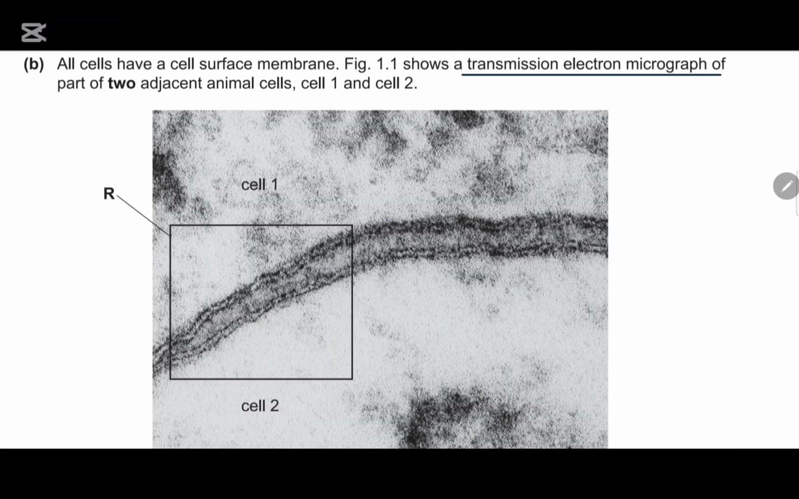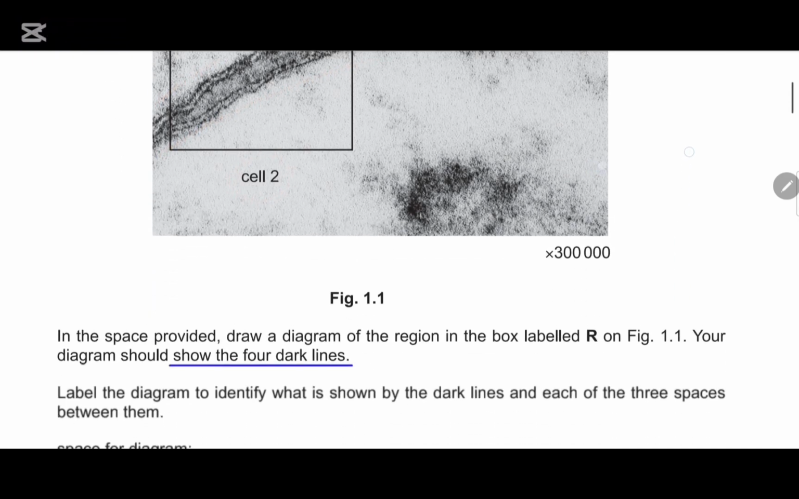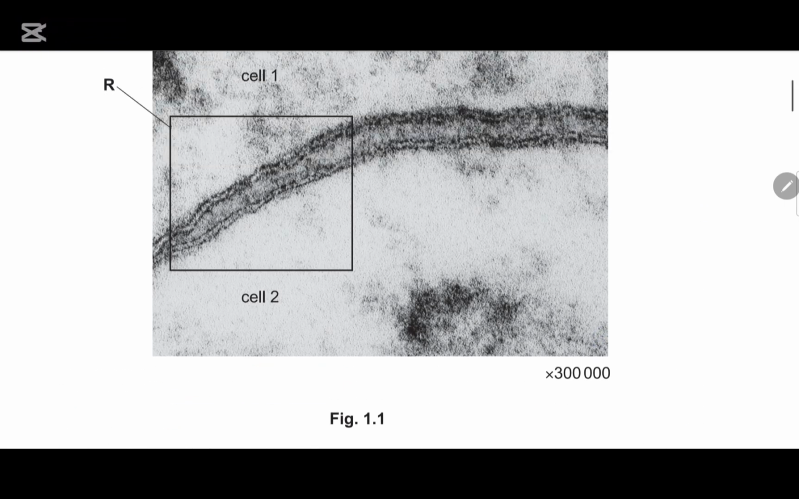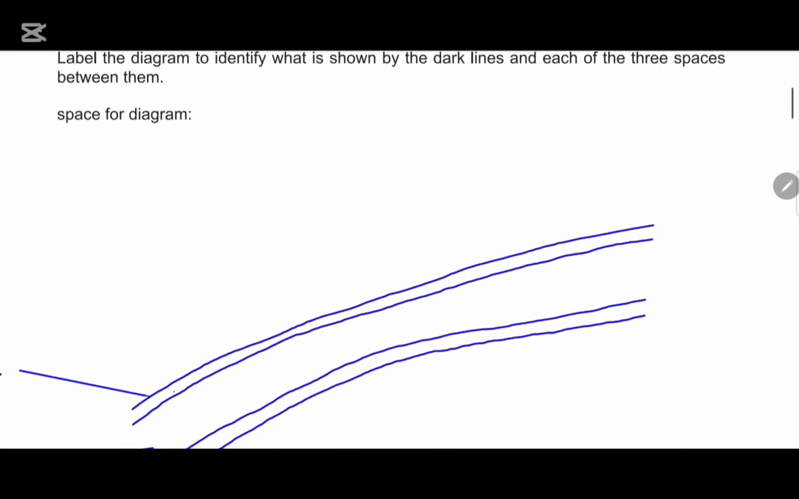Moving on with the next question, all cells have a cell surface membrane. This is showing a transmission electron micrograph of two adjacent animal cells. So you have cell 1 here and cell 2 here, side by side with one another. Then they wanted us to draw a diagram to show the 4 dark lines, and we must label the diagram to identify what the dark lines and each of the spaces between them are showing, right? Just like any biological drawing, make sure your drawing is clear, clean, and continuous line.